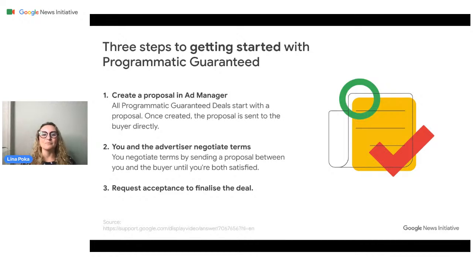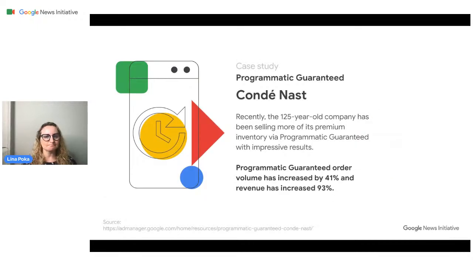Step number 2, the publisher and the advertiser negotiate the terms by sending a proposal between the two until they're both satisfied, which brings us to step number 3, the request and acceptance to finalize and complete the overall deal.